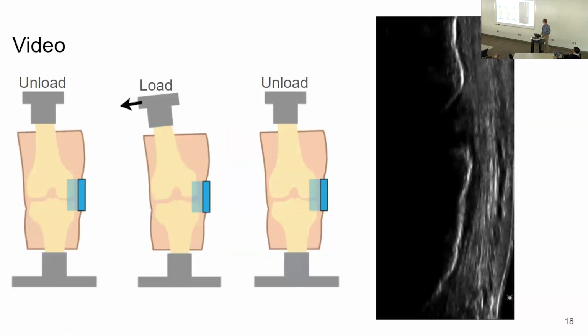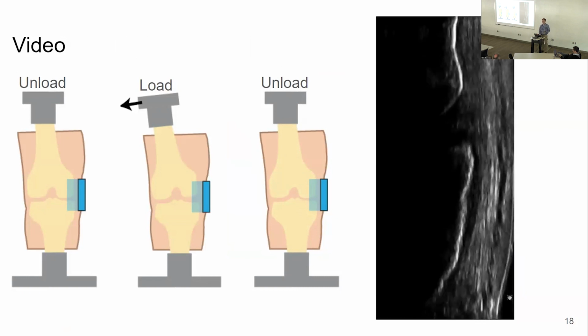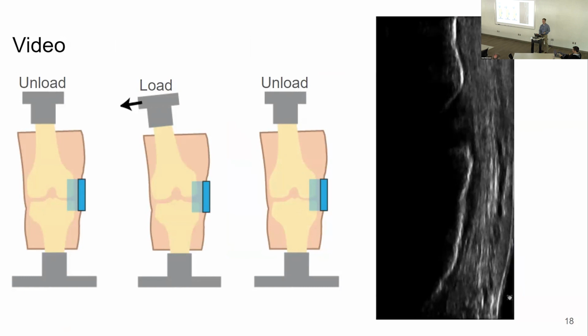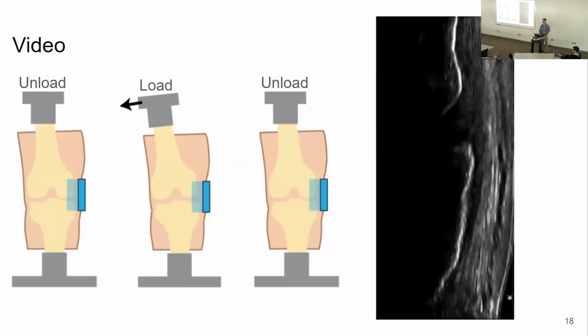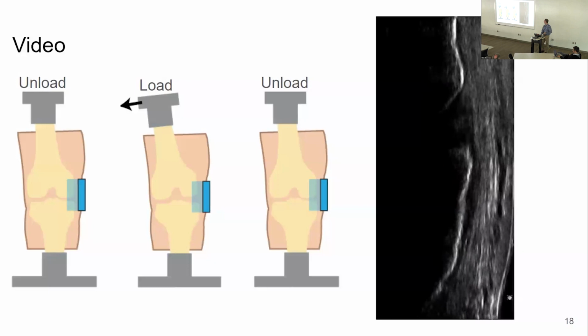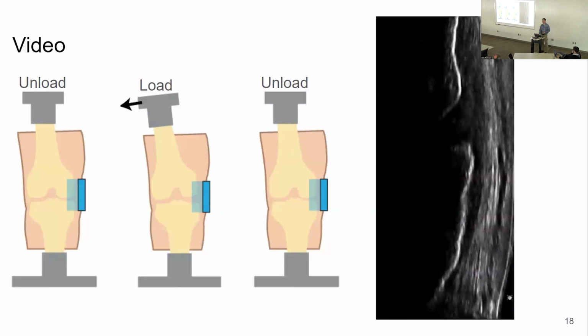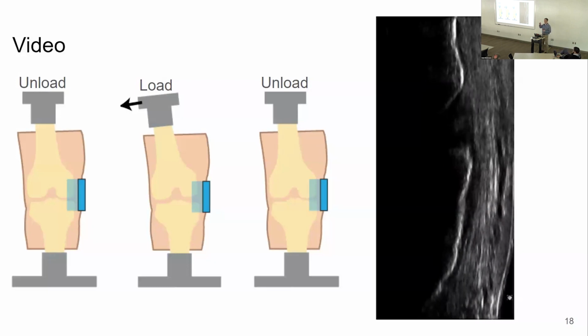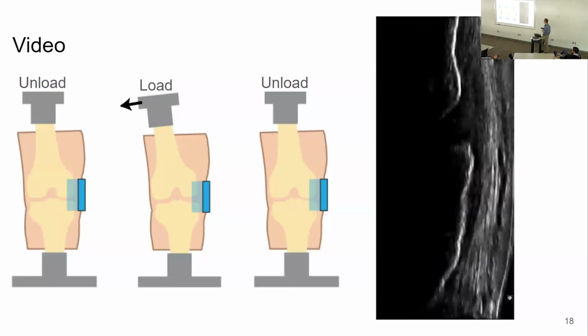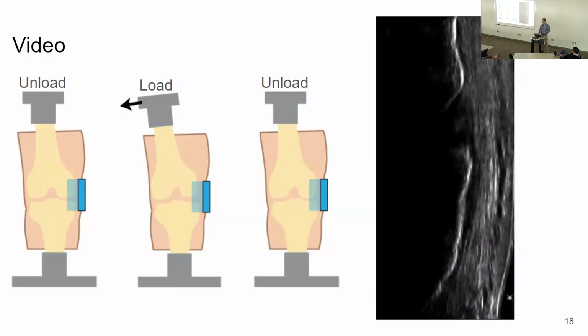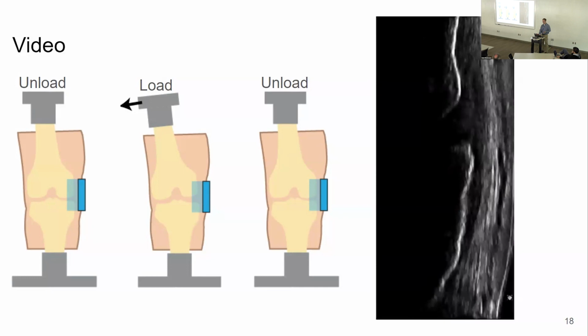And so this is just an example of one of the tests. The test is going from unload to load to unload. If you look at these cartoon images, if you look at the bone or the space between the bones, they should open up. If you look at this image on the right side, you'd see it open up and then come back together slightly. We'll play it for 1 or 2 more cycles.